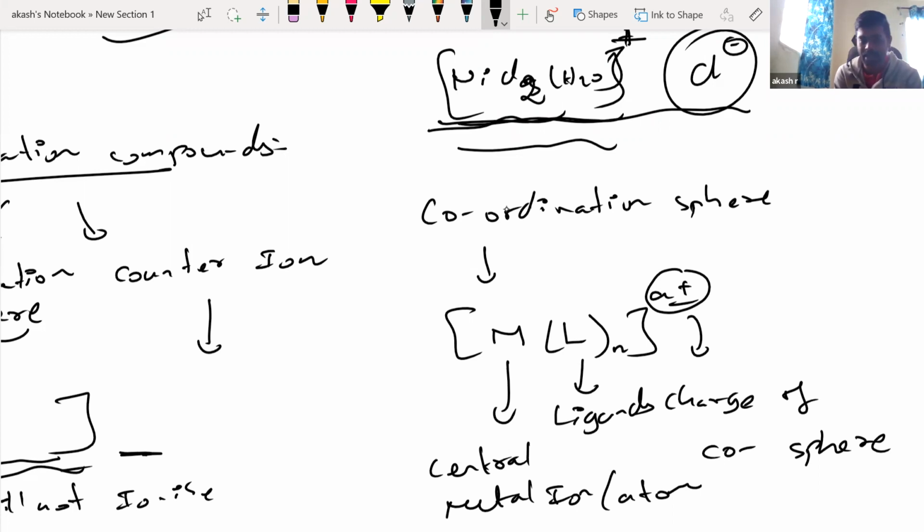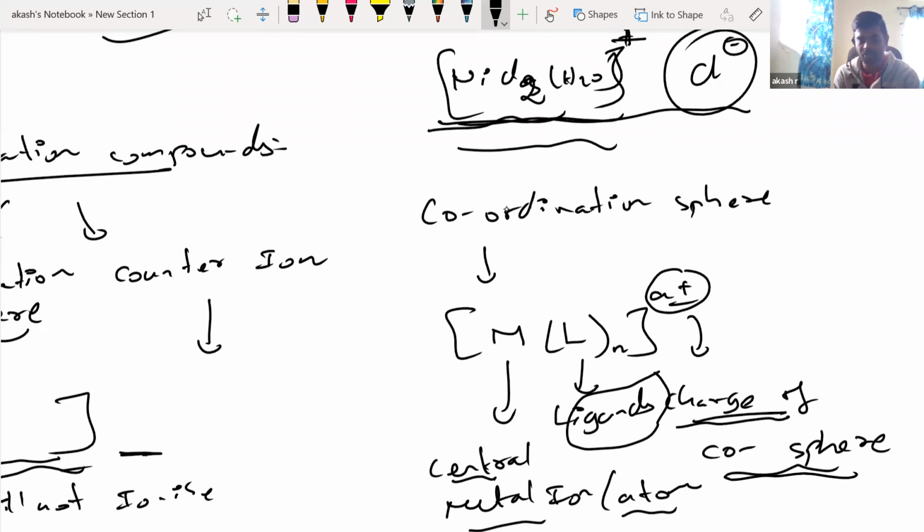We have something inside the square bracket, that is what is called the coordination sphere. Inside that there will be a metal, and that metal is called the central metal ion or central metal atom. Other than the metal you are going to have some negative charges or some neutral species. We'll speak about it in depth, don't worry. These are called ligands. And we can have this A plus or minus, that is going to be the charge of the coordination sphere.